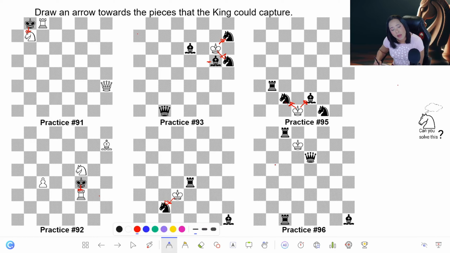And for this one, the king could only capture the queen because this rook is being defended by the other rook. And that's it. So that will be all for this video.